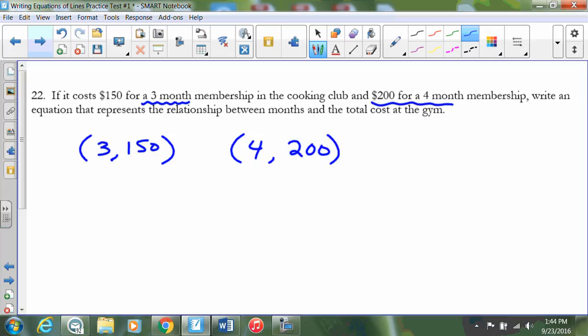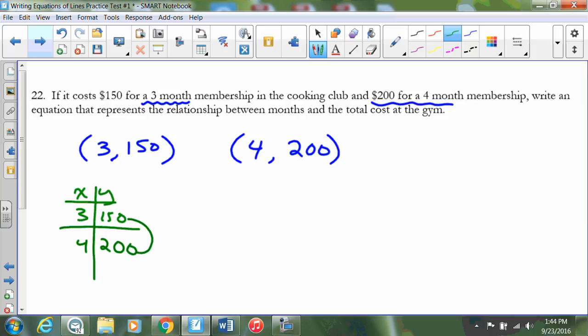So be careful when you see problems where they give you information, but they're not really setting it up where the x is coming first. Stop and think. Time is always independent. Usually money is dependent. I'm sure we could come up with a problem where money would be independent, but usually it's dependent. All right, so we've got 2 points, and we know in class we take 2 points, we put them in our XY table, because that's our easy way of finding the slope.